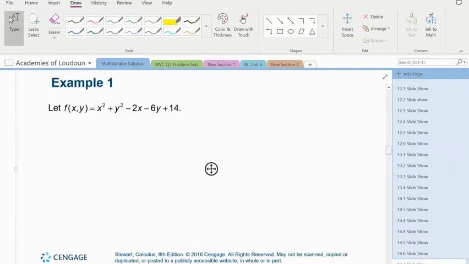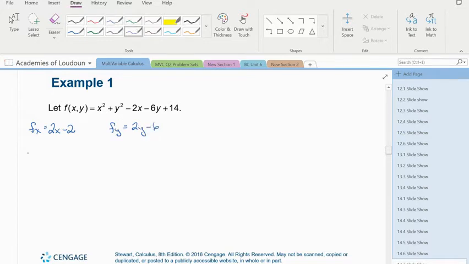And take a look at Example 1. We have f(x, y) is x squared plus y squared minus 2x minus 6y plus 14. So we know that our partial derivative with respect to x is going to be 2x minus 2, and our partial derivative with respect to y will be 2y minus 6.